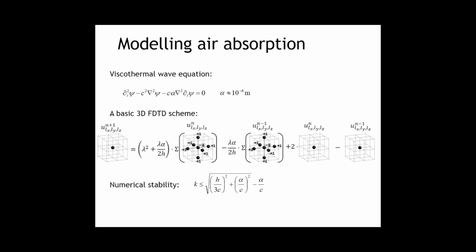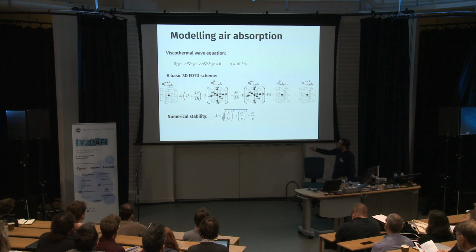And the stability condition changes as well. So it's a small change because this is a small number. But if you don't adhere to that, it will blow up. And when alpha equals 0, you have the regular wave equation. This reduces to what I showed you before.